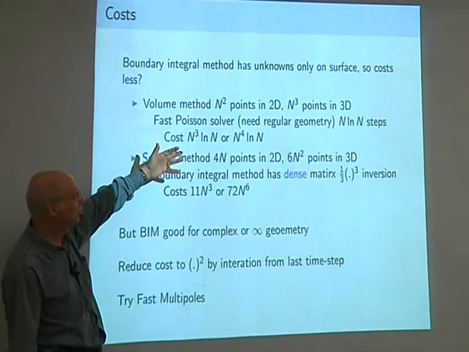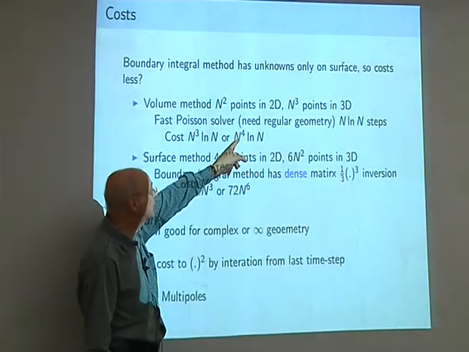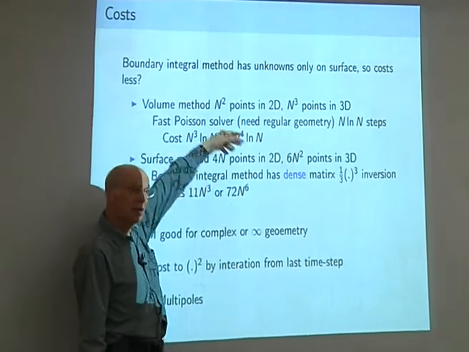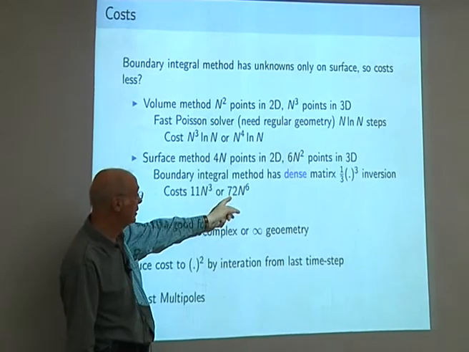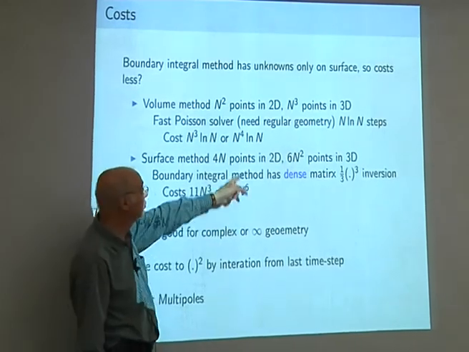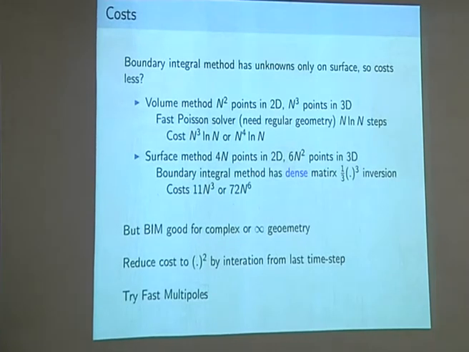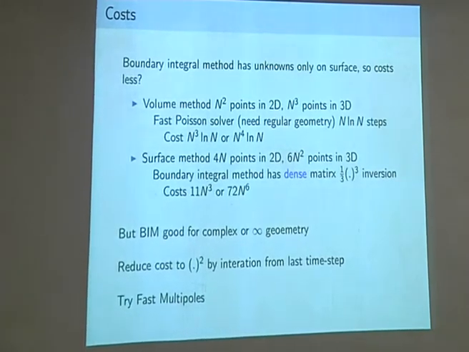When it goes to 3 dimensions, the comparison is worse. It's n to the 4th log n to do the calculation in the volume. To do the calculation on the surface, it's 72 n to the 6th, 6 rather than 4. So it's not quite so good.